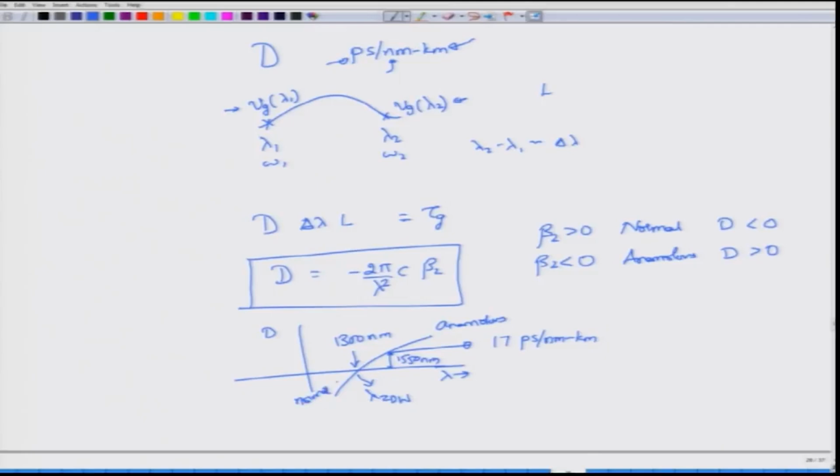And of course, this D with respect to lambda is not a straight line. D with respect to lambda is kind of a curve, and you sometimes introduce what is called the slope of the dispersion parameter, which I denote as S lambda, given by del D by del lambda. In fact, this can be related to beta 3. Beta 3 is basically the third order dispersion, which is the third derivative of beta with respect to omega. Okay. So, these are some of the important parameters regarding dispersion.